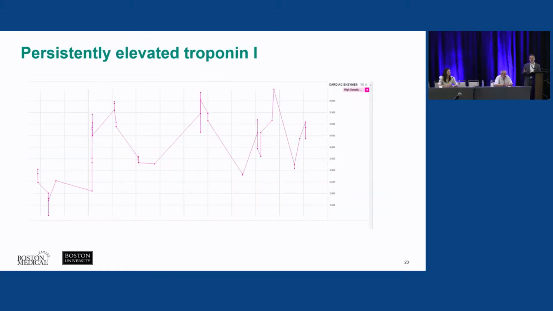So I'm going to close just by showing a few provocative points. This patient's troponin really bothered me. You can see it's around 3K and doesn't go anywhere, and I'm worried that he's slowly infarcting his heart.